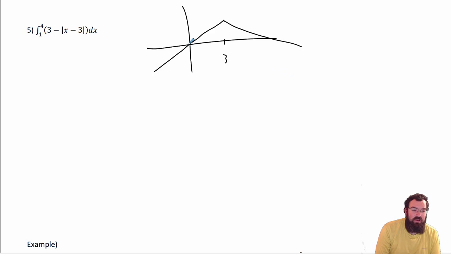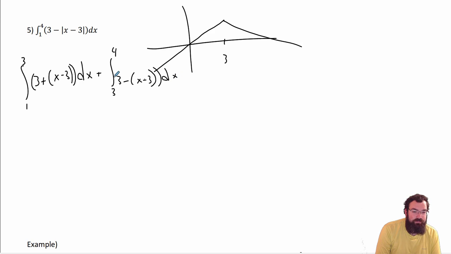Well, because it's an absolute value function, I'm going to need to split the integral from 1 to 3, and then from 3 to 4. I'll explain why. Hopefully it makes sense, but it probably won't, but that's okay. So if I get 3, it's 3 plus x minus 3, and all of this is dx, plus the integral from 3 to 4 of 3 minus x minus 3 dx. So the reason this is split this way is because this has positive slope and this has negative slope.